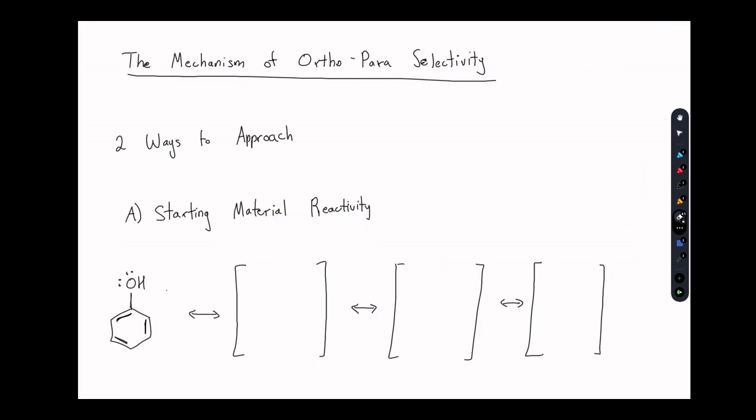Welcome to lecture 4.8. In this video, I'll be covering why electron donor groups are typically ortho-para directors. Just like the last video, there are two general ways to approach this question. First, we'll start by looking at the starting material reactivity.